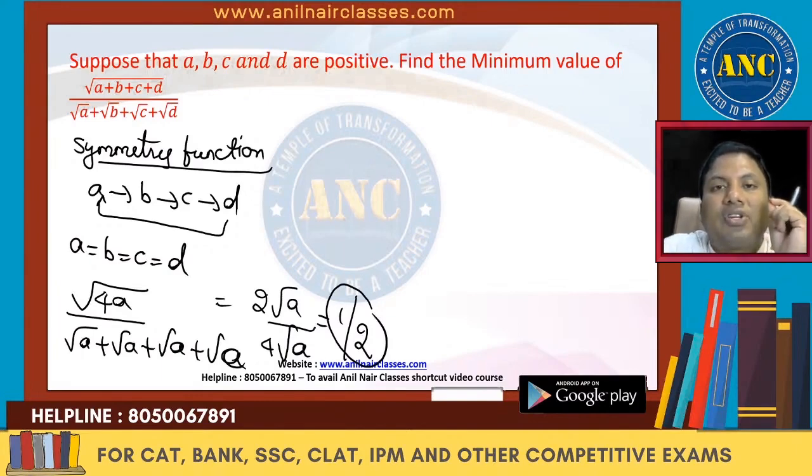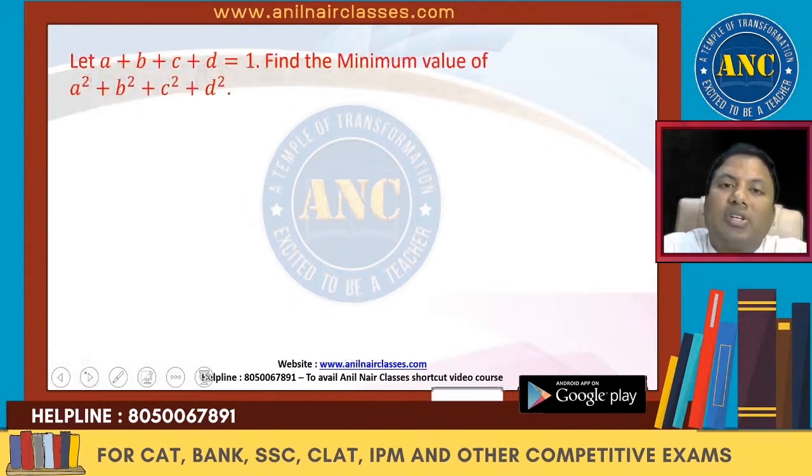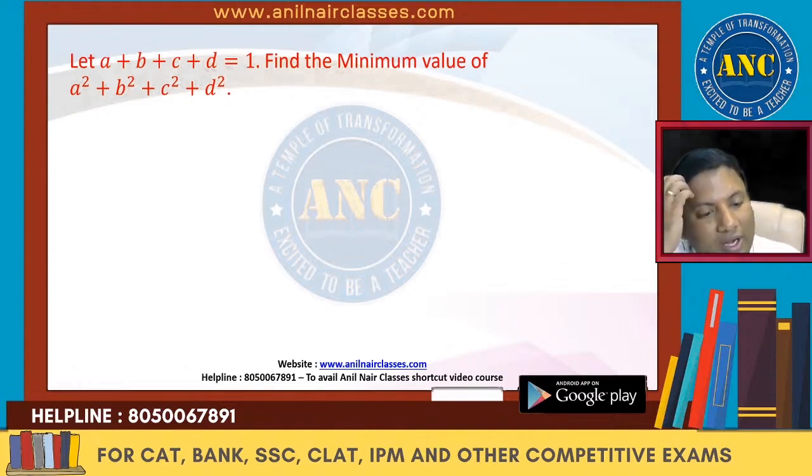In a symmetric function, if A is replaced with B, B with C, C with D, and the expression does not change, then you can make A equal to B equal to C equal to D. That will give the answer. On top it is root of 4A and in the denominator it is 2 root A divided by 4 root A. Answer is 1 by 2. All are based on Cauchy-Schwarz inequality. A plus B plus C plus D equal to 1. You can solve this problem in 3 methods.